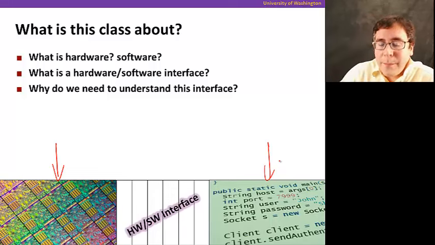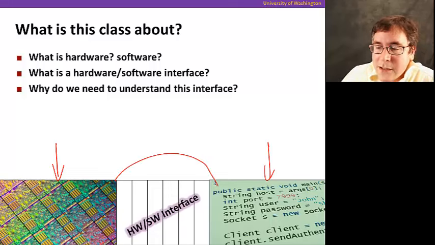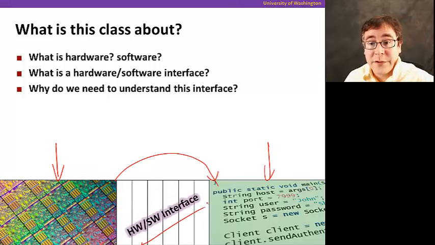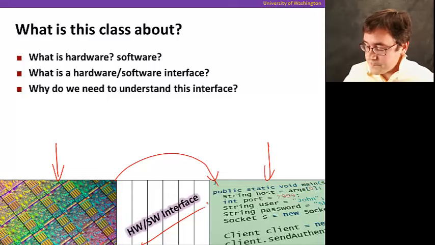But for that to happen effectively, there are many, many layers of abstraction between the hardware and the software. And this is what we call the hardware software interface. The reason we want you to understand the hardware software interface is that it's going to help you understand better how computers work. It's going to make you a more effective programmer. It's going to make you better at writing efficient code. And it's just going to make you a better computer scientist.